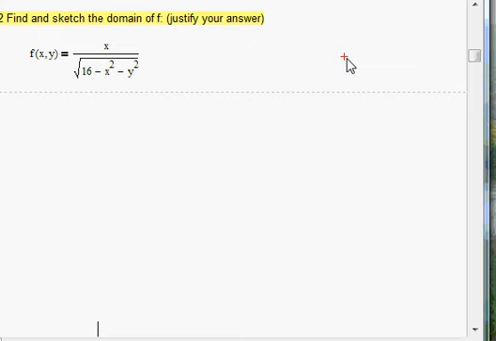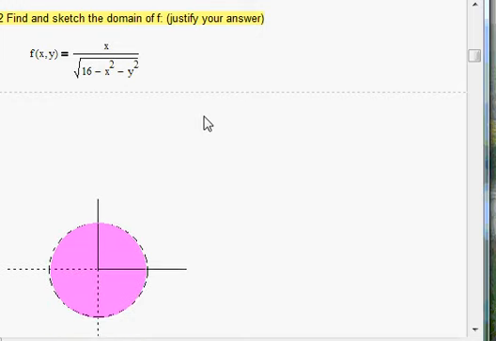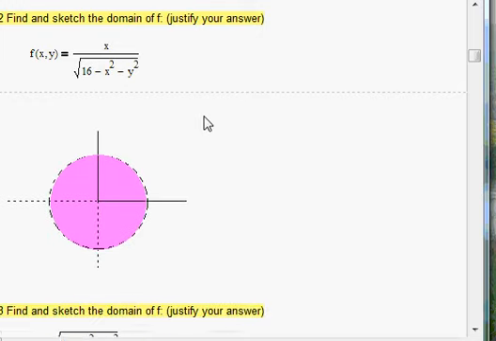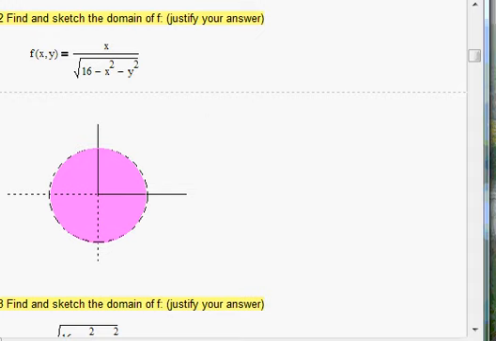Well, if I think about the graph of 16 equals x squared plus y squared, that would be a circle with radius 4, center at the origin. Hopefully everyone can see that. And so, the domain of our function is this circle right here.